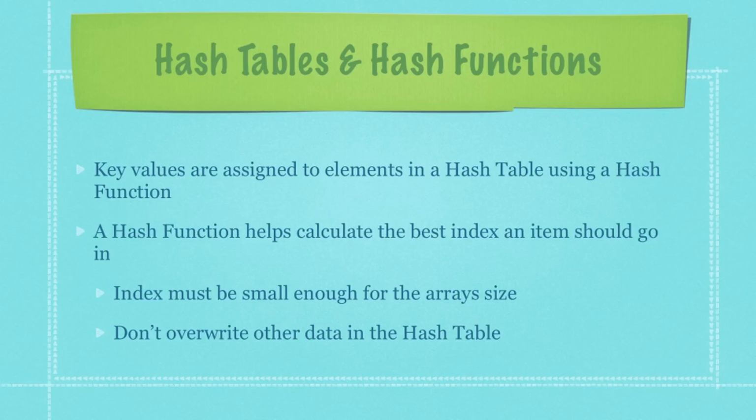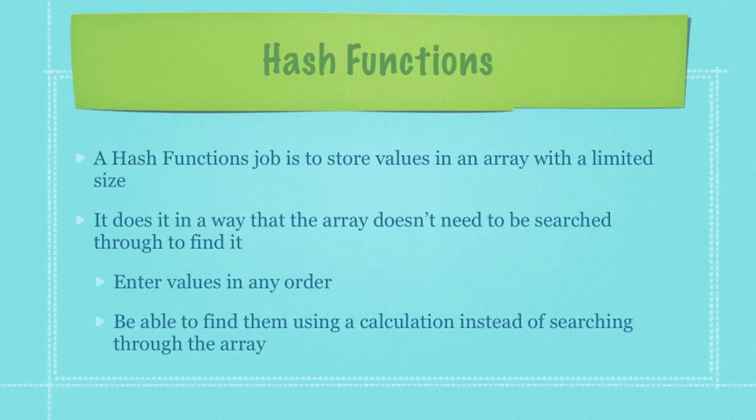So how do hash tables and hash functions work together? Well, key values are going to be assigned to elements in a hash table, just think array, using a hash function. And what a hash function helps you do is calculate the best index an item should go in. Now, of course, the index must be small enough so that it stays within the constraints of the array size, but also it can't overwrite other data in the hash table. A hash function's basic job is to store values in an array with a limited size. And it does it in a way that the array doesn't need to be searched through whenever the user decides to go and try to find that information in the hash table.